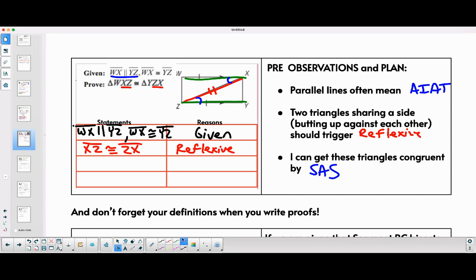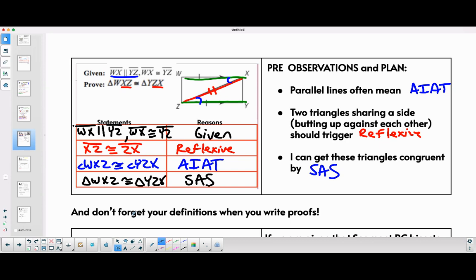We need an alternate interior step to get those blue angles. So that's WXZ has to be congruent to YZX. This is alternate interior angles. We can do that when we have parallel in the given. And now we're done. The triangles are congruent because now we have our 3 congruent parts. Our 3 congruent parts are 2 pairs of sides plus the angle that connects them, and that's called side, angle, side.